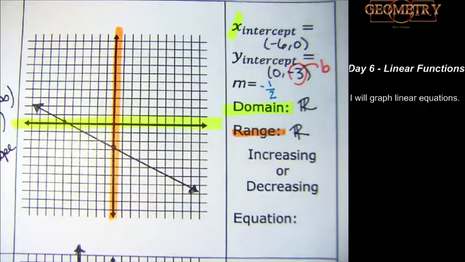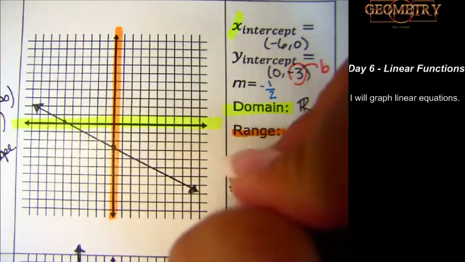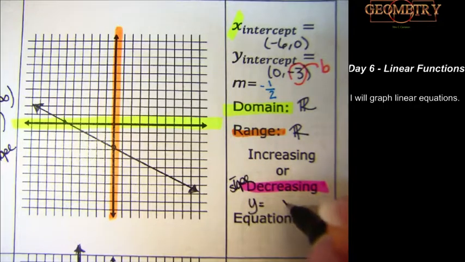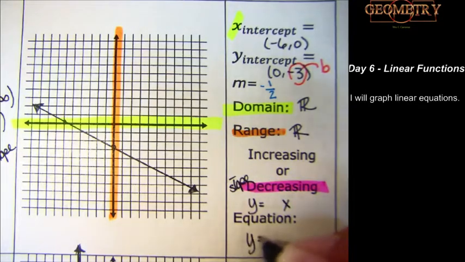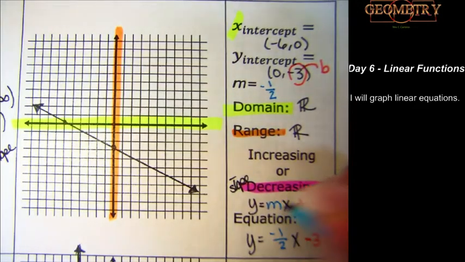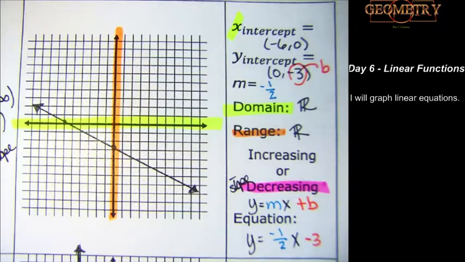Also the same. Is this increasing or decreasing? Decreasing. Negative slope. Very good. All right. What's the equation? Negative 1 over 2 x minus 3. Good. All right. We're good on that one? Yeah. Nice and simple, huh?